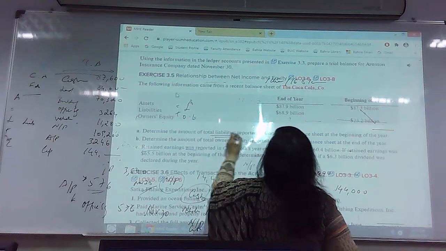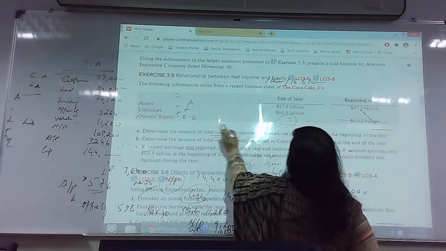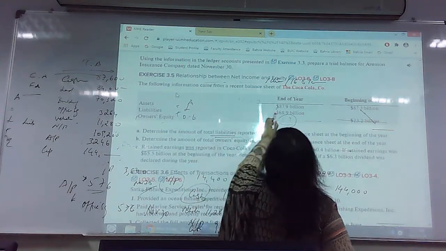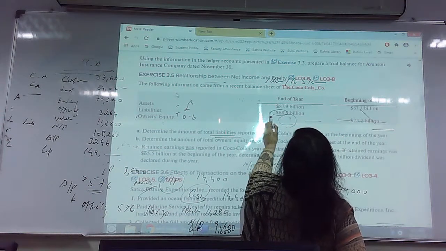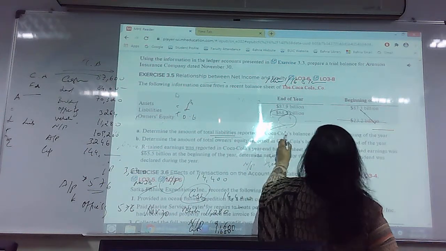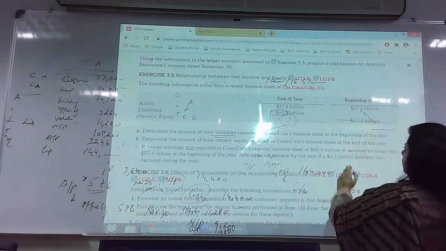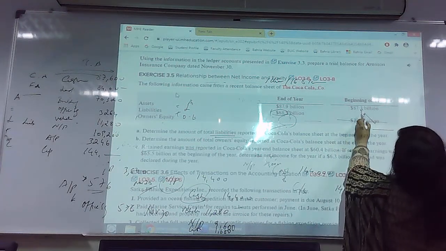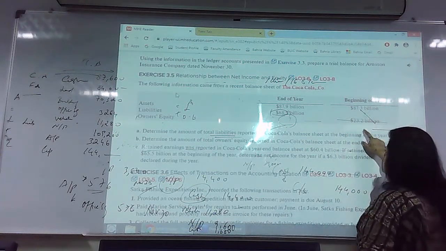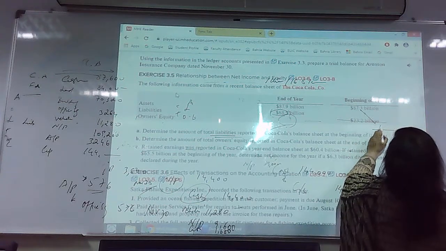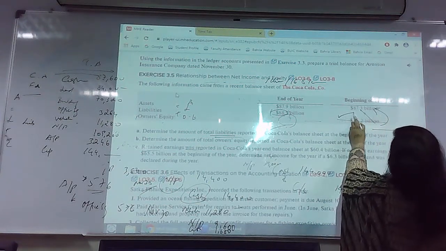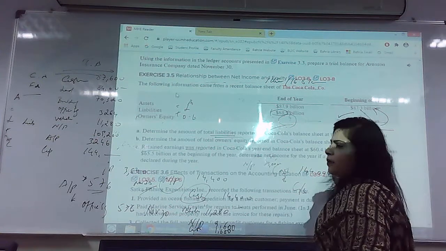So if you don't have this value, naturally you subtract it from 87, and you get the owner's equity. Similarly, for assets of 87.3 million, your owner's equity is 23, you subtract this from this, and you get the value. So now parts A and B would be complete.